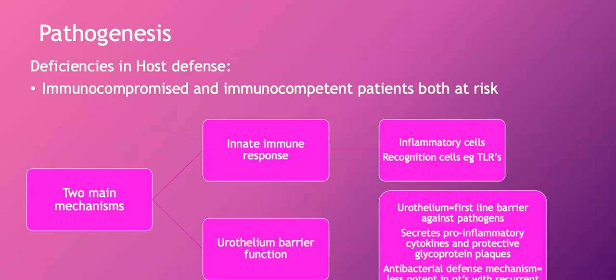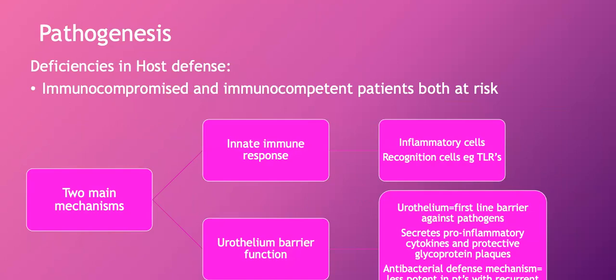And then with regards to deficiencies in host defense, it can occur in immunocompromised and immunocompetent patients. They're both at risk. So there are two main mechanisms. The first one is the innate immune response, and the second one is related to the urothelium barrier function. The innate immune response includes all the inflammatory cells and recognition cells, such as toll-like receptors.